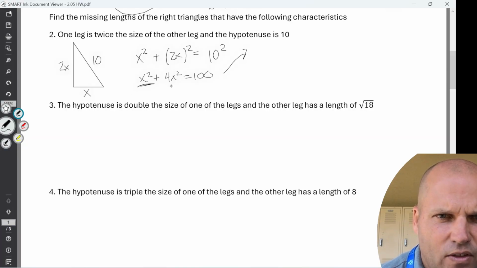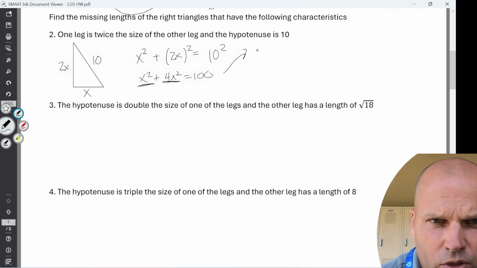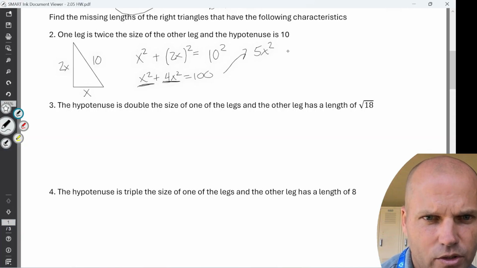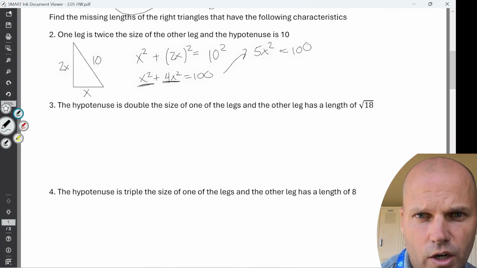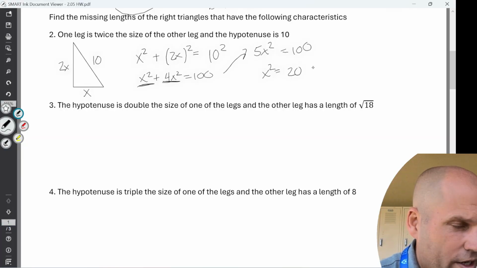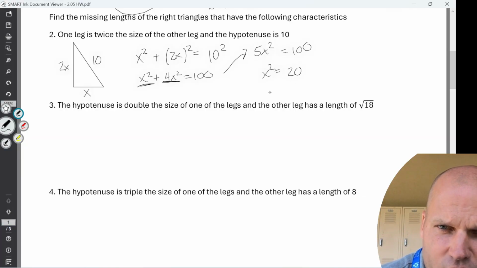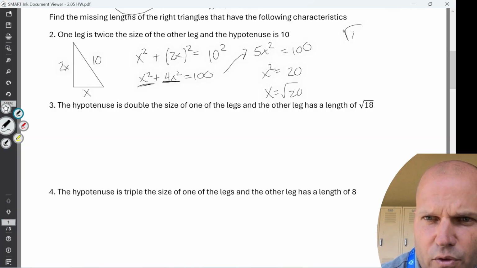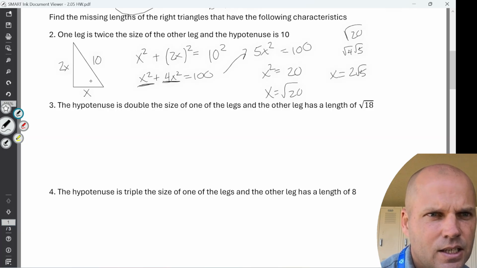Now, what we have on the left side are the same kind of x squareds. We have 5x squareds total, equal to 100. I can divide by 5 to get that x squared is equal to 20. And then I square root to get x equals the square root of 20. The square root of 20 is the square root of 4 times the square root of 5, or 2 root 5. So that must be x.